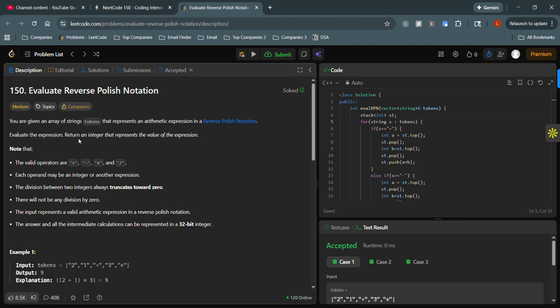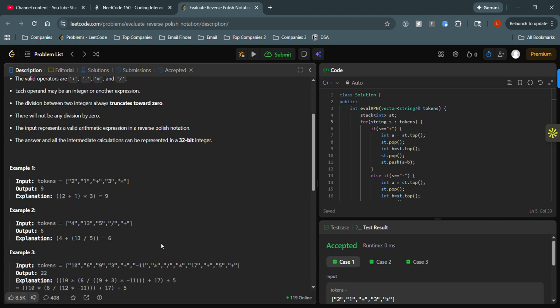So reverse Polish notation is basically that the operator will be coming after the operands. So 2 and 1 are operands and this addition sign is the operator. So this basically means 2 addition 1, and then 3 is another operand whose operator is this multiplication. So this is the final expression.